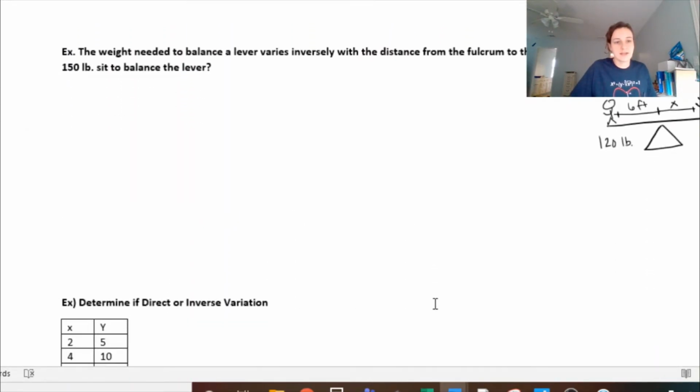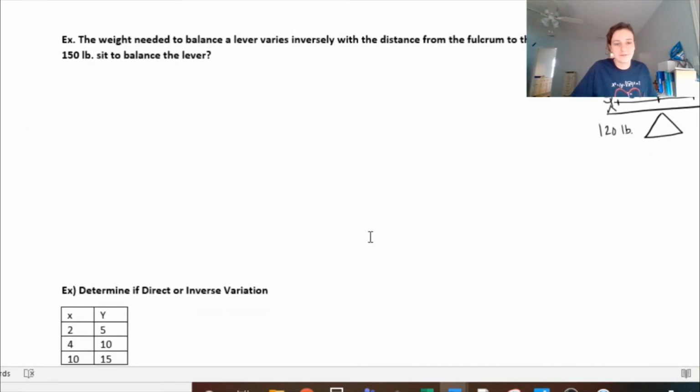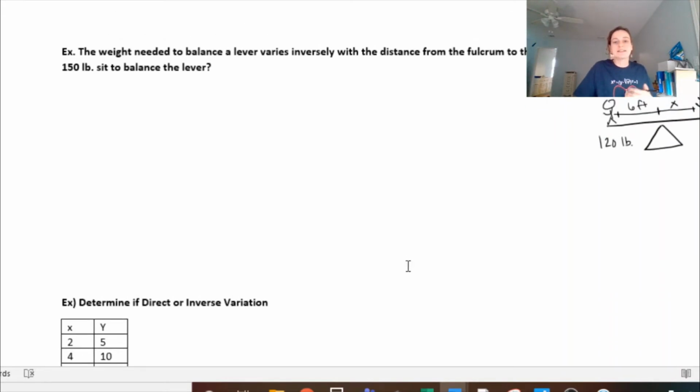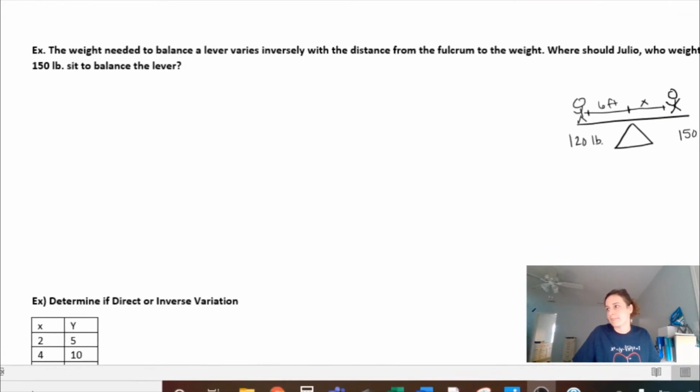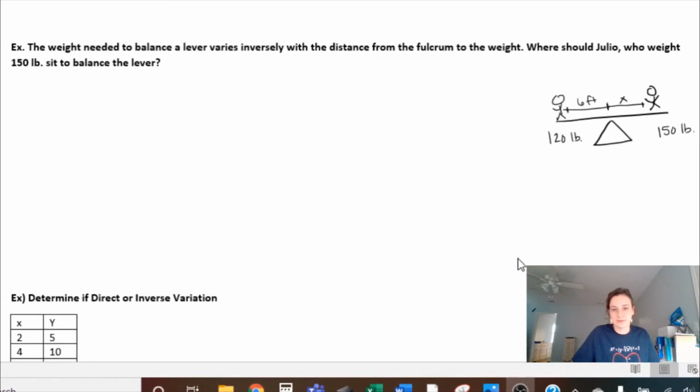All right, moving on. The weight needed to balance a lever varies inversely with the distance from the fulcrum to the weight. Let me move myself down here so that you can see the whole thing. All right, where should Julio, who weighs 150 pounds, sit to balance on the lever?